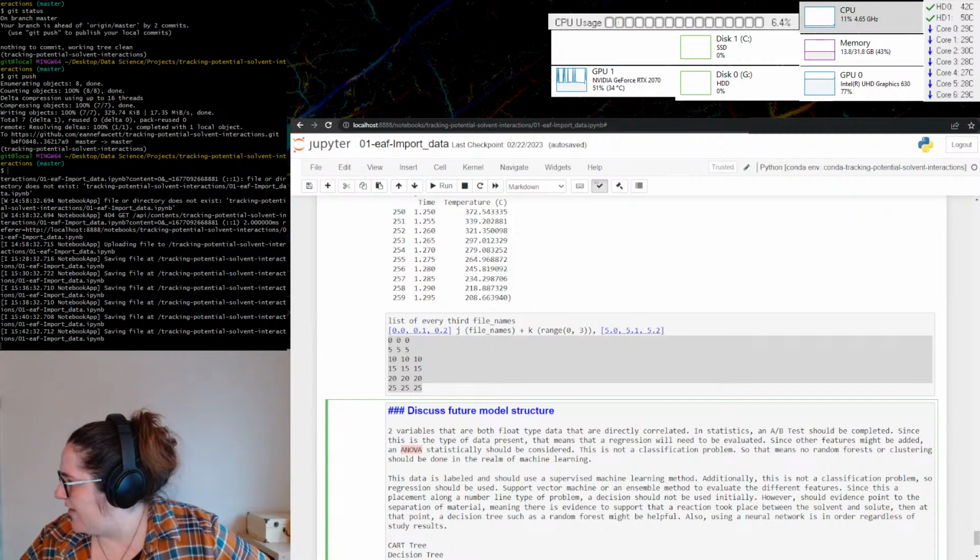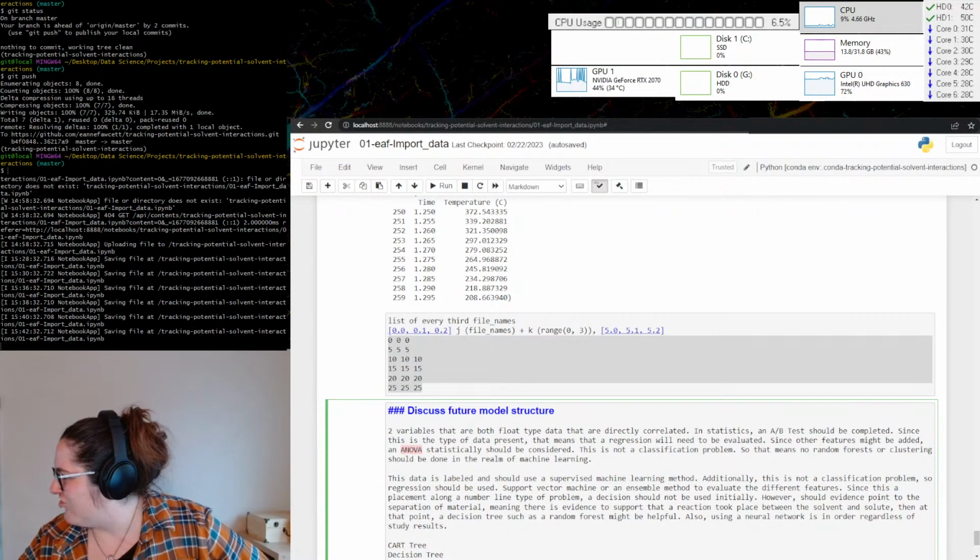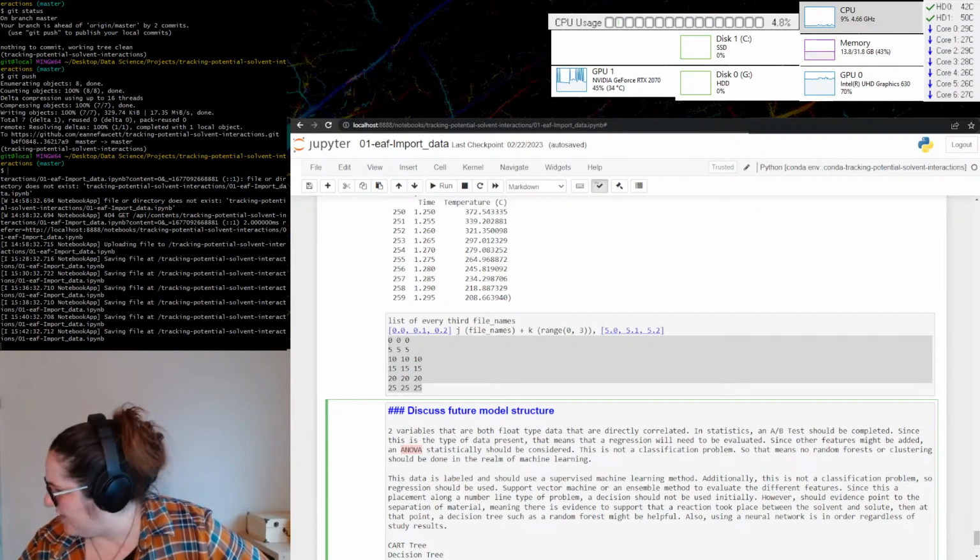Okay, that's cool. Hyperparameters and tuning. I think that's all that I have listed in my little cheat sheet: CART trees and decision trees. Those are not the only things.